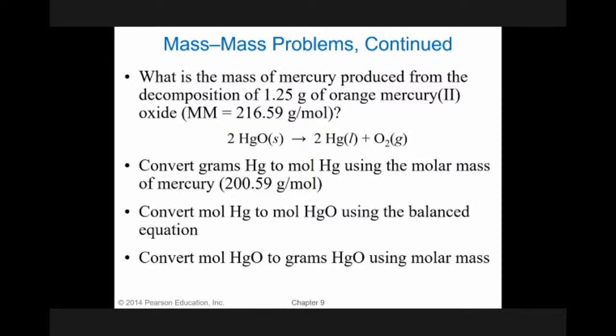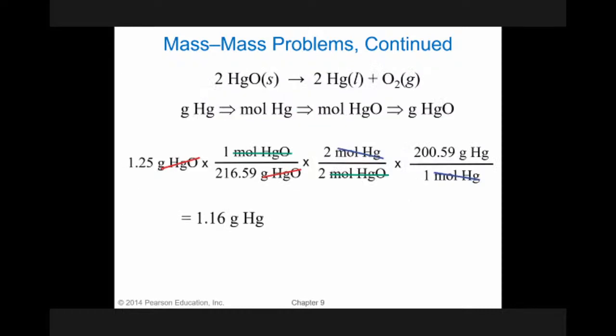All right. So here we go. So the equation is balanced nicely. So we start with our given. We're given 1.25 gram of mercury oxide.